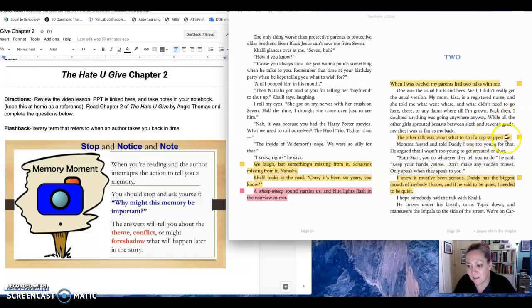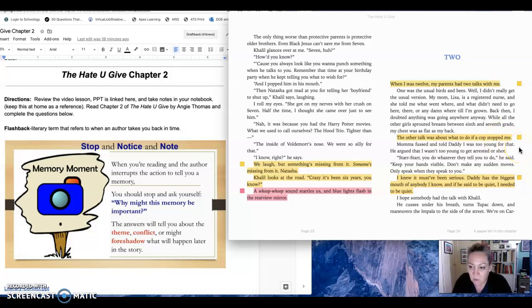Okay, so I highlighted this. I think this is definitely important. I know I'm in a memory moment because it pointed back to when she was 12. This one seemed to be just kind of like filler. This one is important. I know the police were stopping them, and here I am with a memory about the police stopping them. So why might this be important? There's some information she's going to get in this memory that's going to impact this scene.